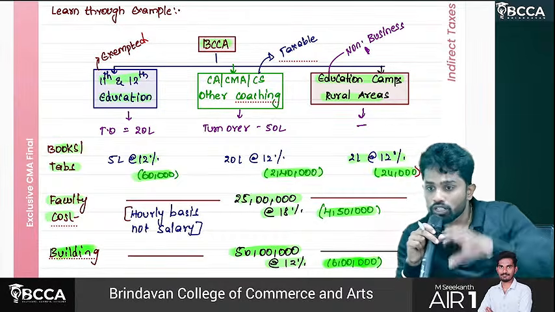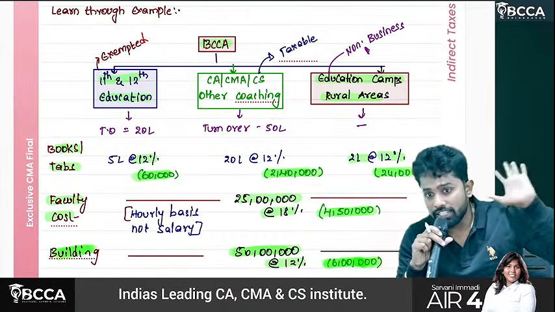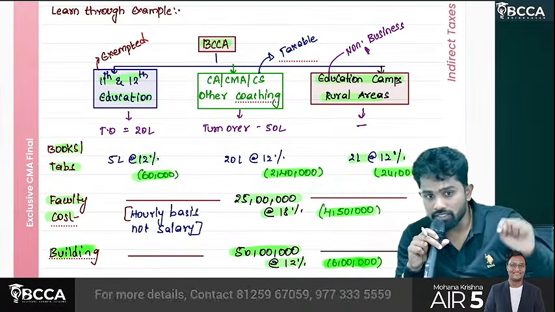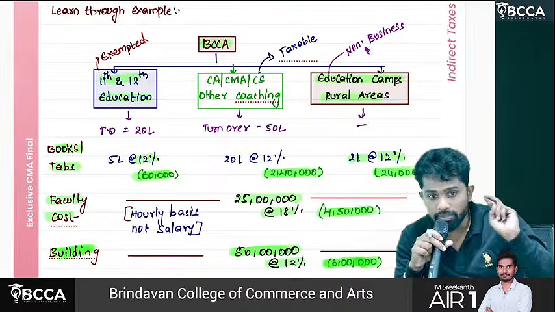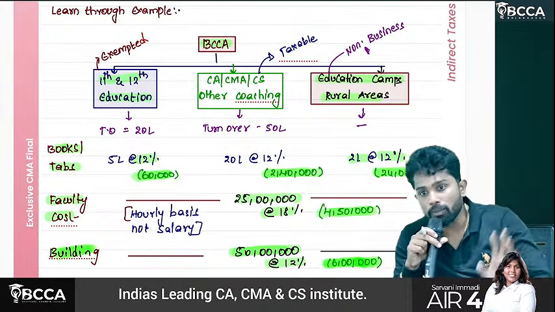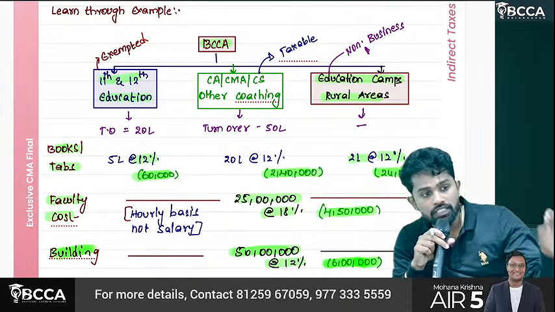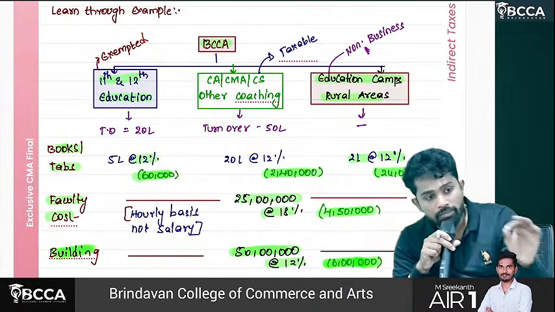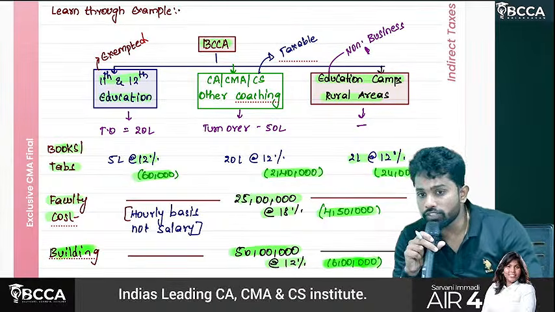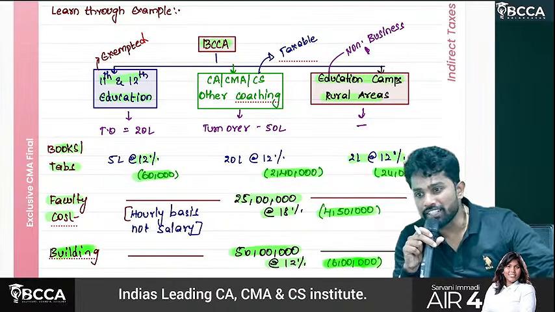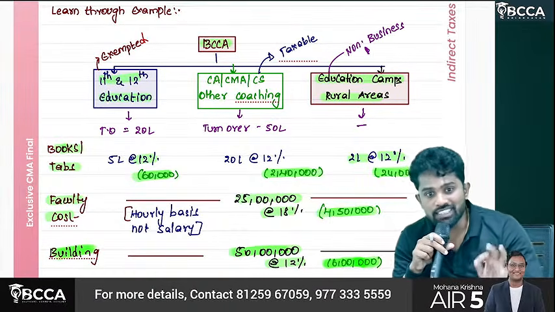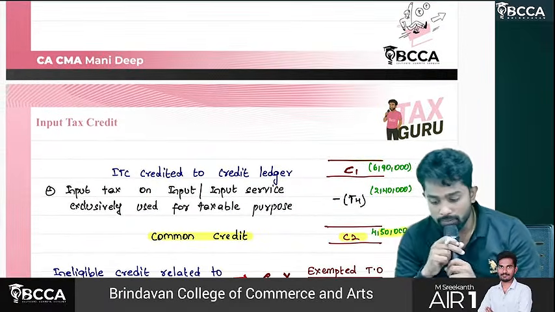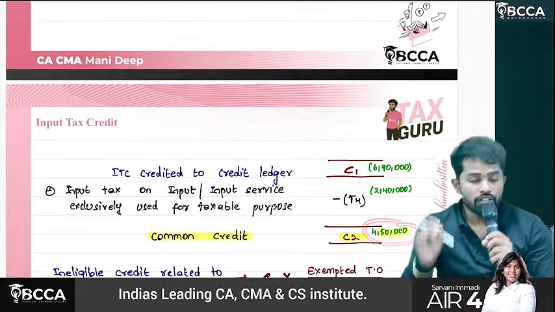What is the format? Total ITC, we call it T. From there we need to subtract T1, which is non-business related; T2, exclusively exempted related; T3, ineligible or blocked credits. Then we'll get C1. C1 is the ITC which we take to the electronic credit ledger. From there we subtract T4, the credit exclusively related to taxable supplies. Then we get C2, which is called the common credit. Common credit is how much? 4,50,000.